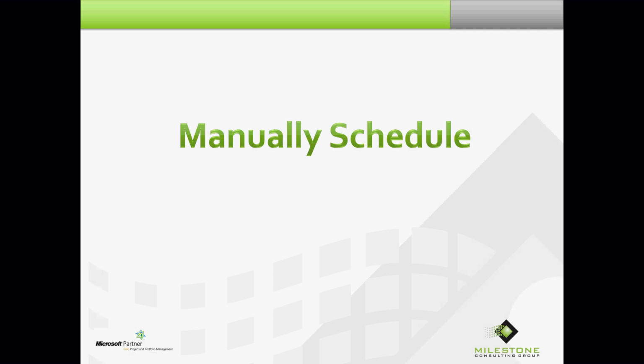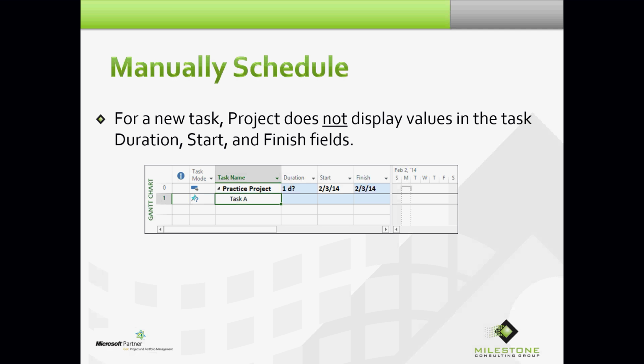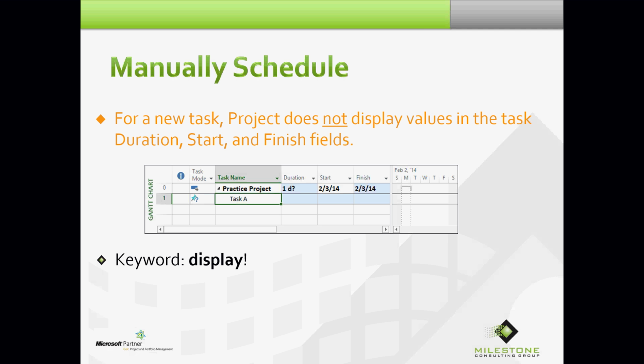Manually schedule, brought in Project 2010. For a new task, Project does not display values in the task duration, start, and finish fields. The key word here is display. Okay? Many people have said early on in the history of manually scheduled mode, look, when you key something in, nothing else happens. Well, let's keep thinking about that. The key word here truly is display.